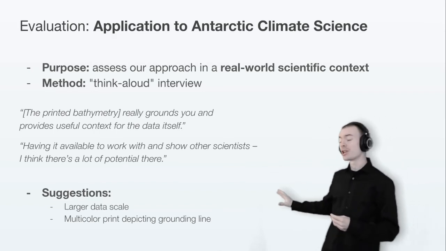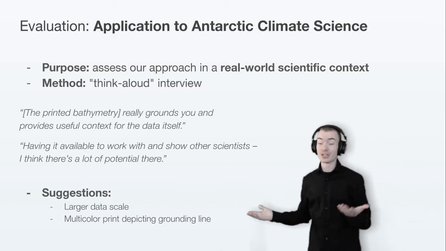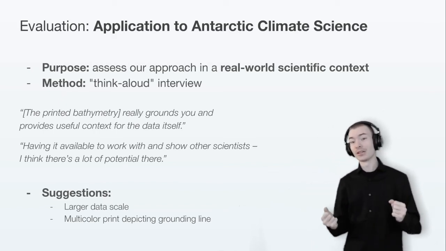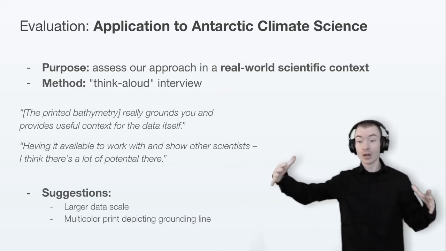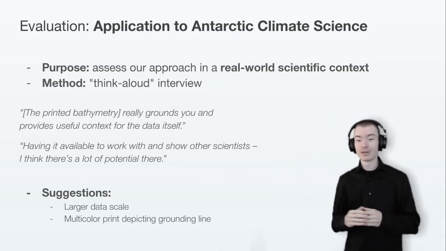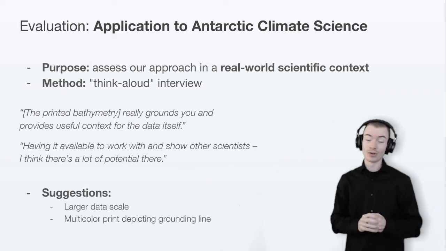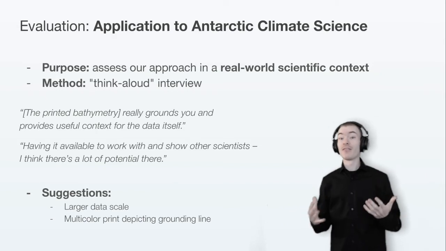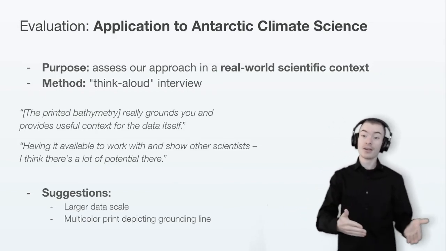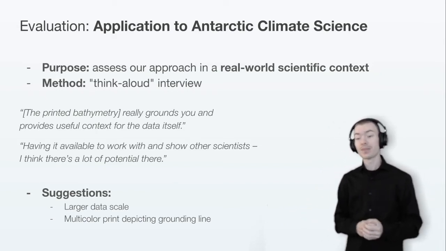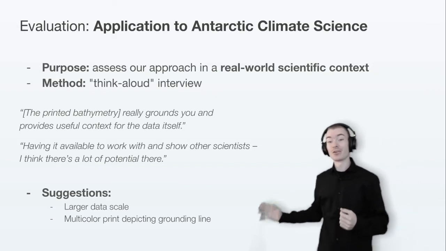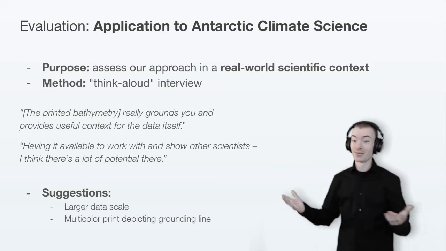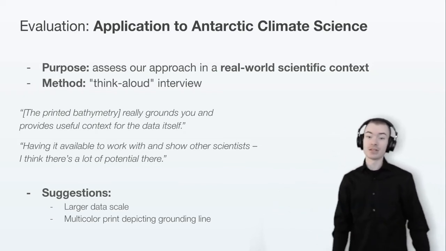He also had some suggestions for us, such as the small scale of the physical printout was a little bit limiting, and having it in a much larger form, even if it's a little lower resolution, would be much more useful. He also mentioned that it might be useful to have even more data depicted on the physical model itself. So such as having the grounding line where the terrain, the water, and the ice meet would be super useful to have on the physicalization.